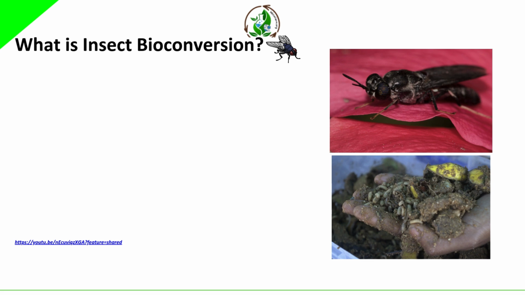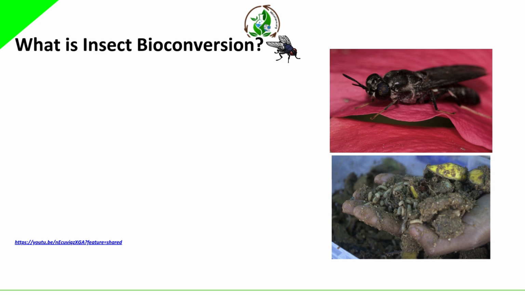Here, black soldier fly larvae are the stars of the show. These insects can eat enormous amounts of organic waste, everything from food scraps to agricultural byproducts. As they feed, they reduce the volume of waste by as much as 80%. Then, the larvae themselves become a valuable product. They're high in protein and fat, making them excellent animal feed. The byproduct left behind, called frass, is a nutrient-rich fertilizer.